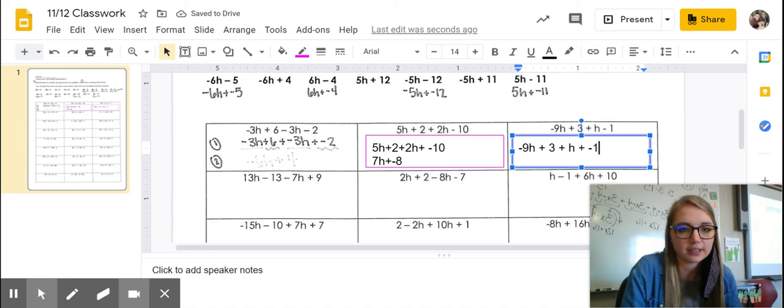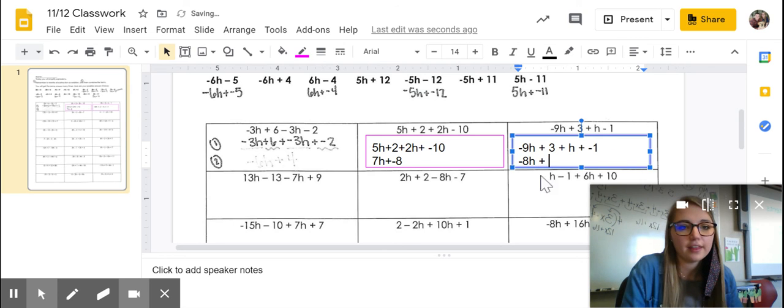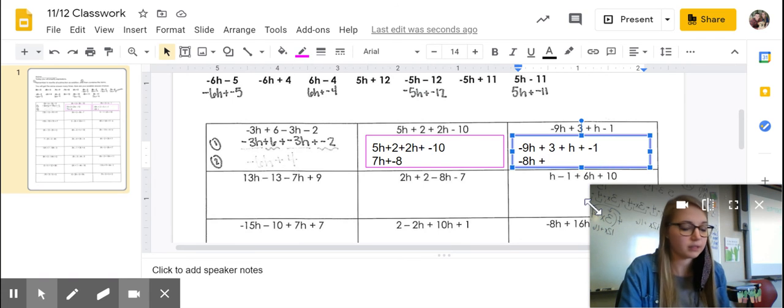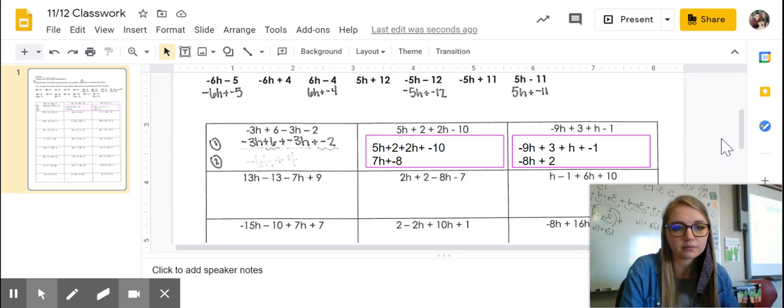So we're going to combine our h's together. So negative 9h plus positive 1h. That's going to be negative 8h. And then 3 plus negative 1. If you think about it, 3 minus 1 is the same thing. That's going to be 2. So negative 8h plus 2. You cannot combine negative 8h plus 2 because they are not like terms. Since that's a constant, it doesn't have a variable there, you cannot combine them together.